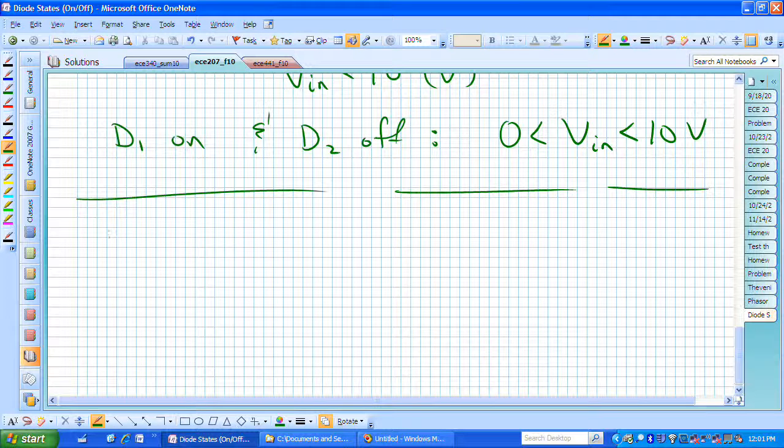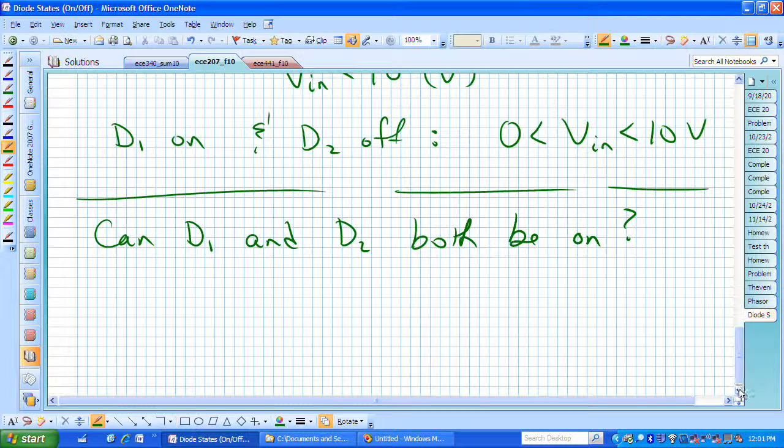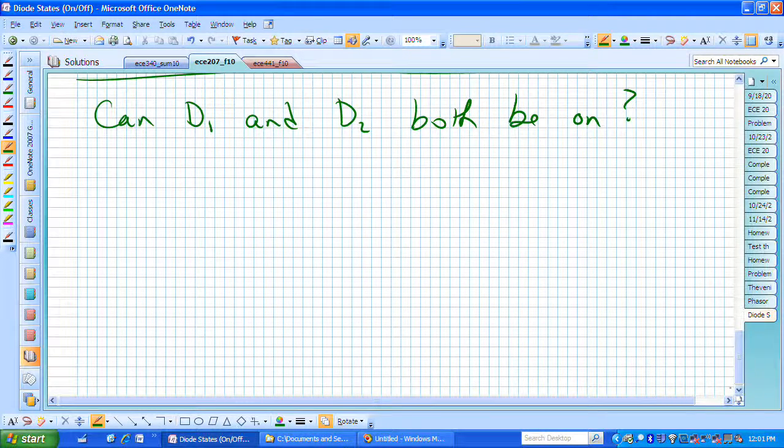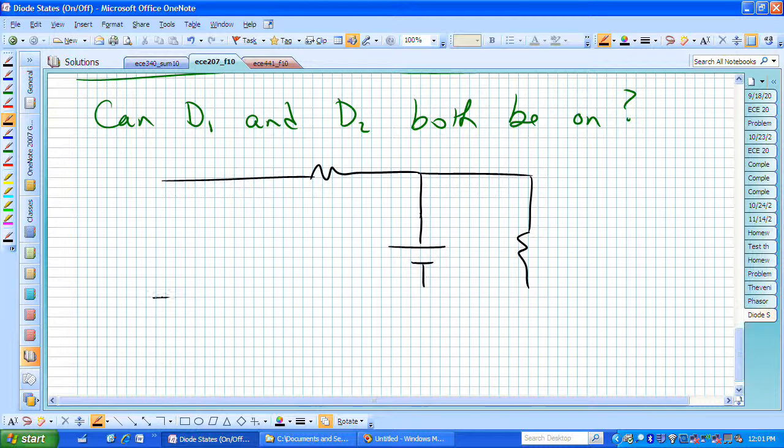Let's look at the question, can diode 1 and diode 2 both be on? So we know diode 1 is on as long as Vn is between 0 and 10, and diode 2 will be off as long as the voltage Vn is less than 10. Let's look at what the circuit is when both diodes are conducting and see if this can be true.